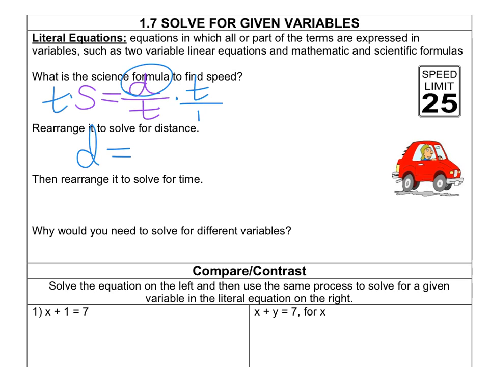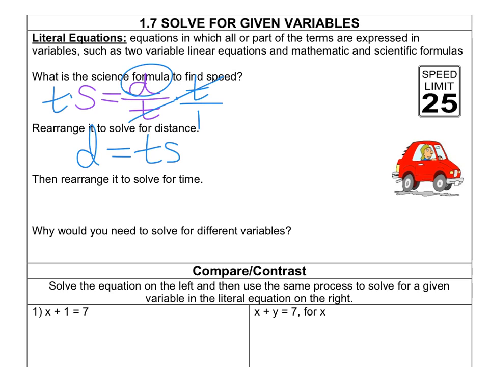So this is like t over 1, so I'd have t divided by t is 1, and then on the other side I have t times s. So I could write this as distance equals time times speed. So maybe I know how fast I traveled and how many hours it took me, so I want to figure out the distance.